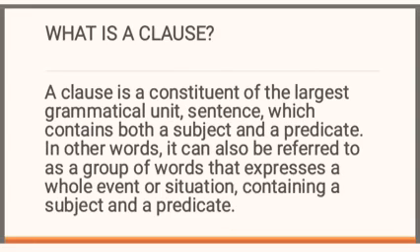So what is a clause? A clause is a constituent of the largest grammatical unit, which is a sentence, which contains both a subject and a predicate. It is a constituent of a sentence structure. A sentence has some constituents, that is, some parts in it. One of the parts is a clause, and that clause must contain a subject and a predicate. In other words, it can also be referred to as a group of words that expresses a whole event or situation containing a subject and a predicate.